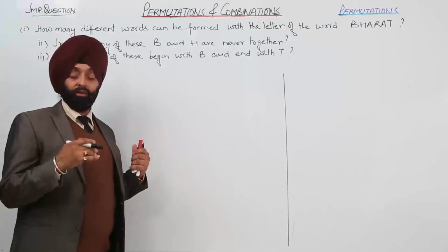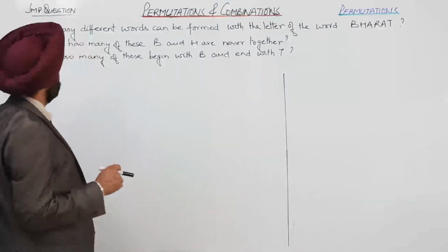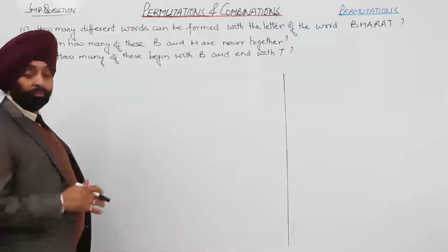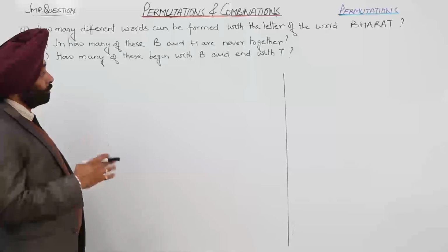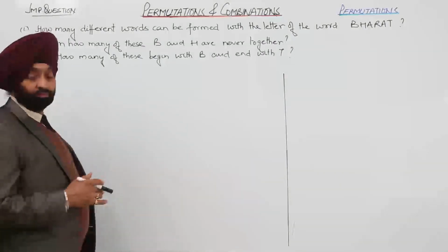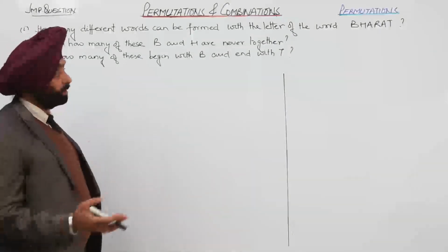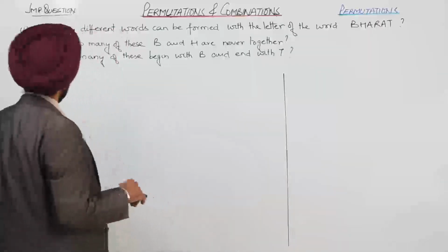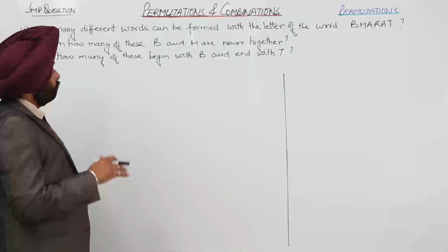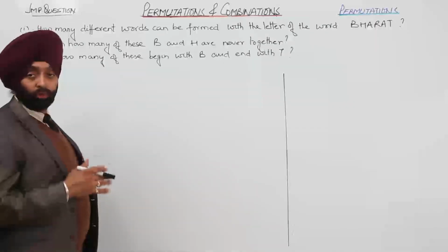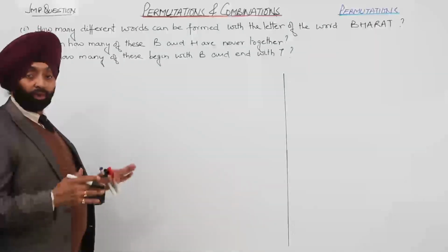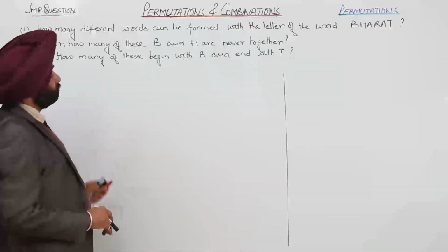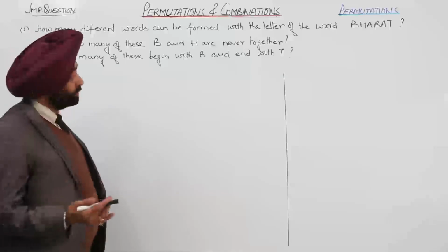Now, a very important question. What the question says, how many different words can be formed with the letters of the word BHARAT? First, how many total words we can form, with or without meaning, from the word BHARAT. Second, how many of these have B and H never together. When B and H are never together, how many words will there be? And the third is how many of these begin with B and end with T.